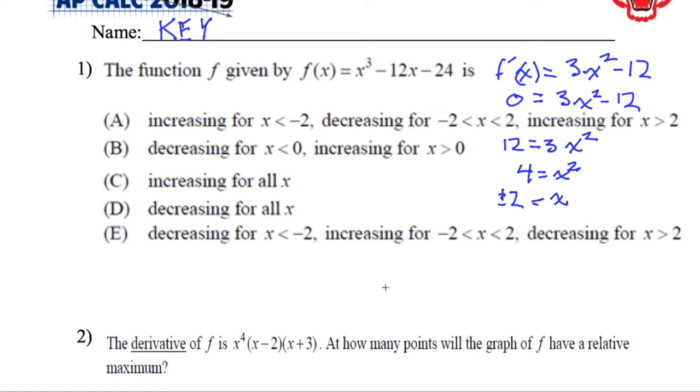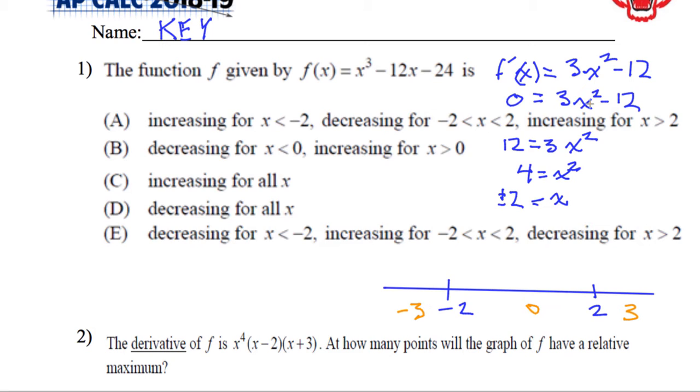So from there, we go ahead and we should have made our x-axis at the very beginning. We have a negative 2 right here. We have a positive 2 right here. And then we need to do our test points. And I'm testing into f prime, not into f, so don't make that mistake. I'm going to test over here. I'm going to test 0, negative 3, and 3.